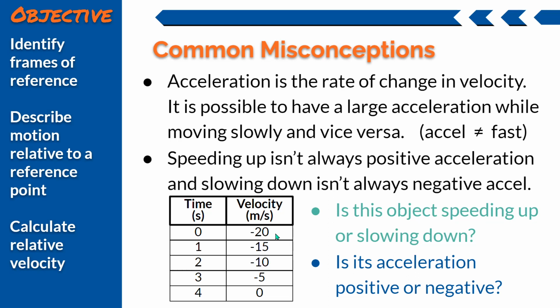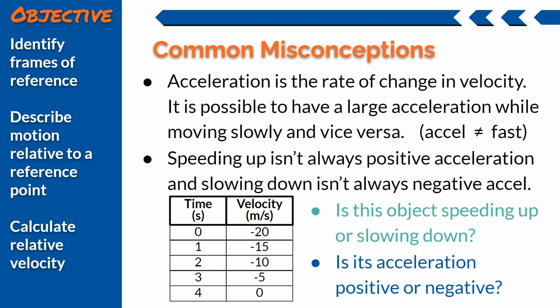Now the fact that it's moving negative 20 simply means this object is moving 20 meters per second in the negative direction. That's what the negative sign means. Okay, so to the left, if I define that as negative. And that object starts out at negative 20, but then it's negative 15, and then negative 10, and then negative 5, and then 0. Is this object speeding up or slowing down? It's slowing down, right? Because how fast are you going if you're going 0? You're not.